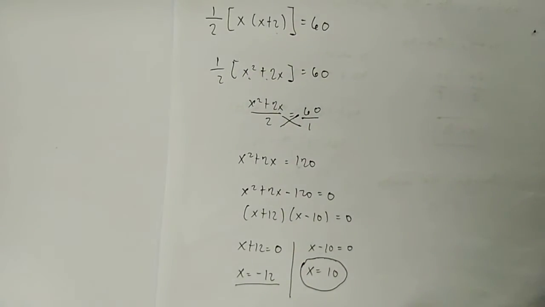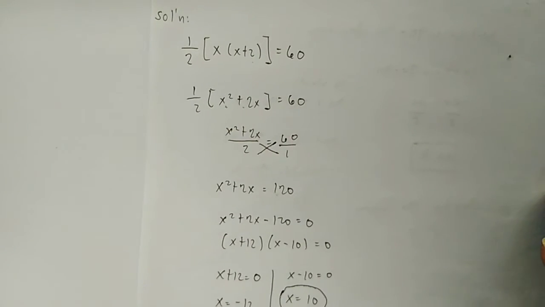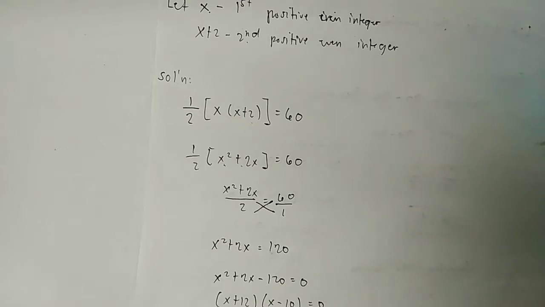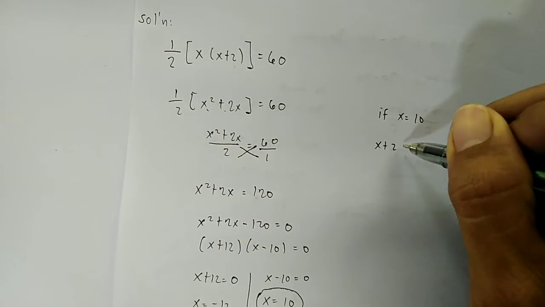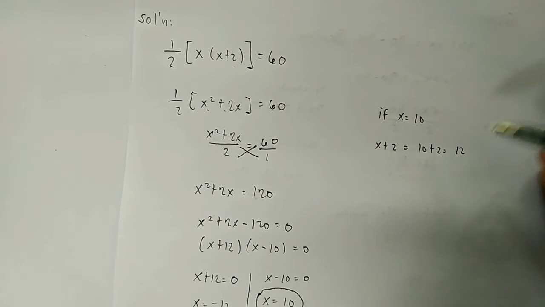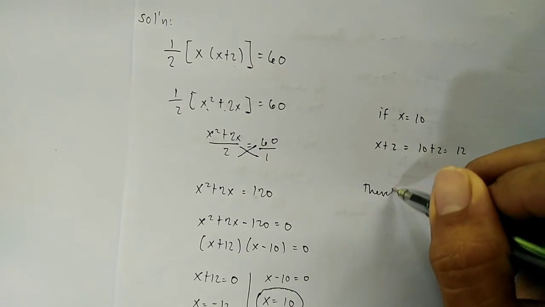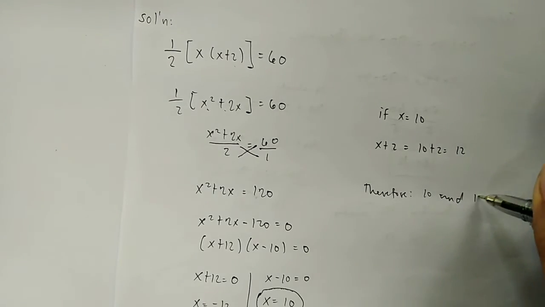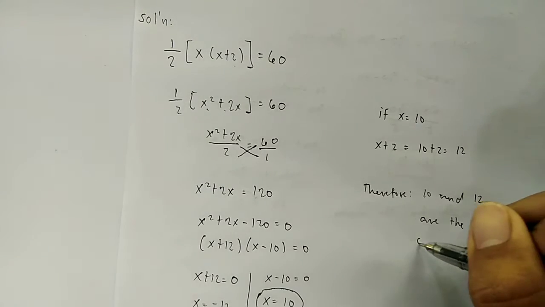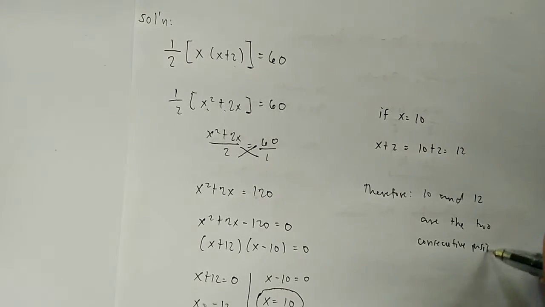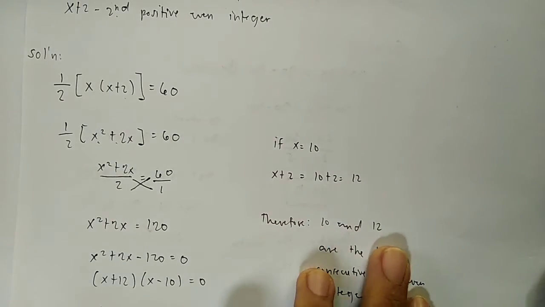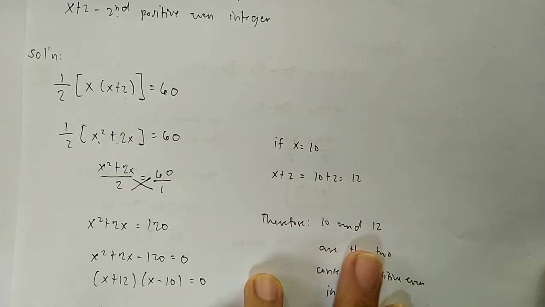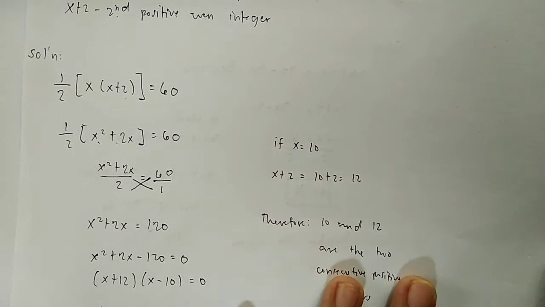But since the problem is looking for two consecutive positive even integers, we have to find the other positive even integer. Just use the expression that we let earlier, x plus 2, to find the second positive even integer. If x is equal to 10, then using x plus 2, you get 10 plus 2, that is 12. Therefore, 10 and 12 are the two consecutive positive even integers. Notice that 10 and 12 are both even integers, and both positive.